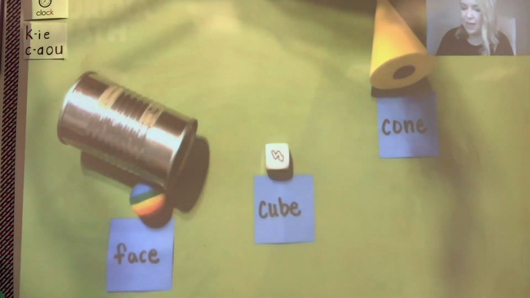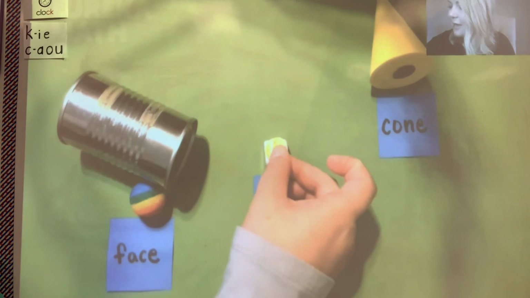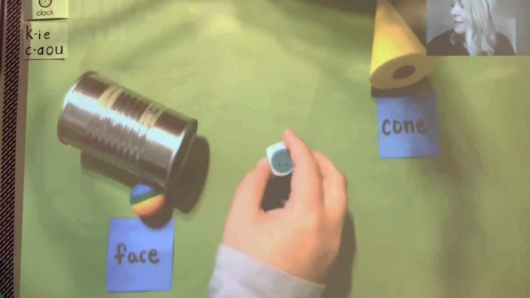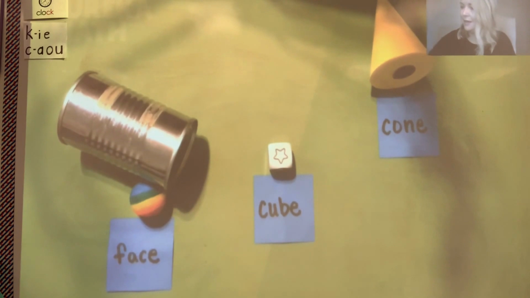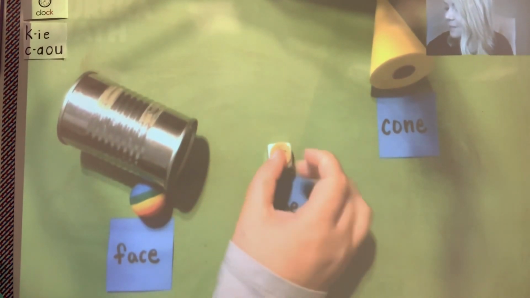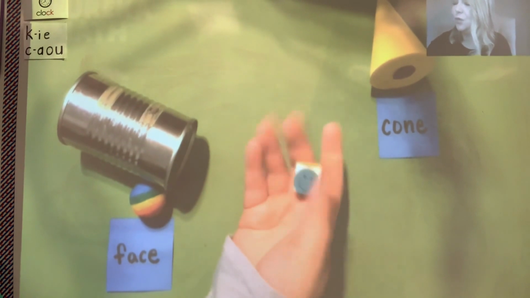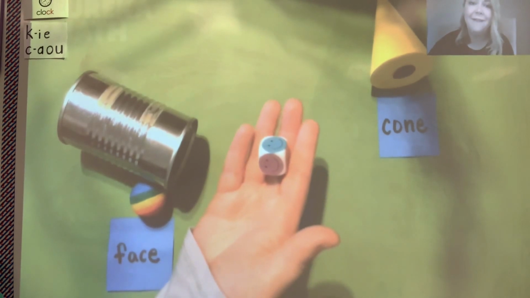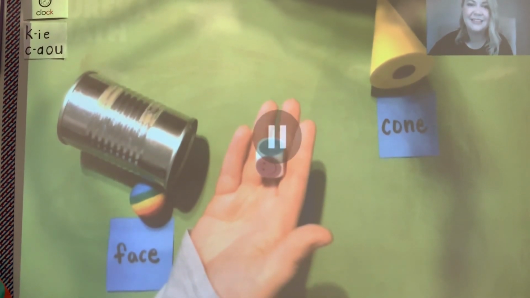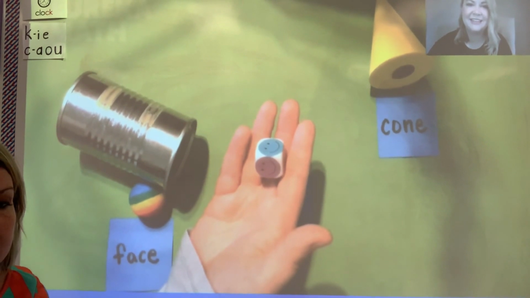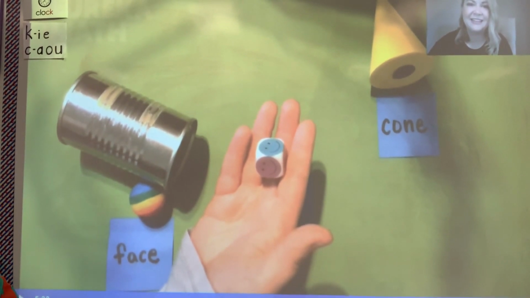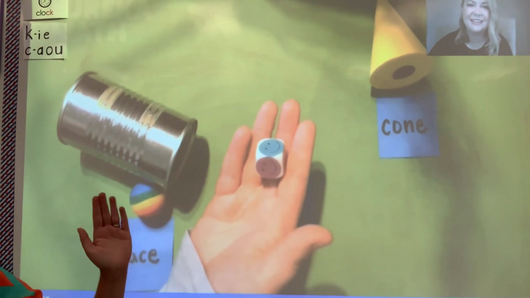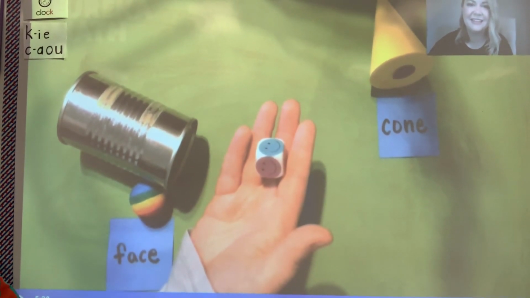Then let's turn it this way. There's another flat side, which is a face. And let's flip it over. And there's another face. Now take a look at your cube that you have. How many faces does the cube have? Okay, so if you have a dice, see if you can count all the faces of the dice and raise your hand when you think you know how many faces are on your dice.